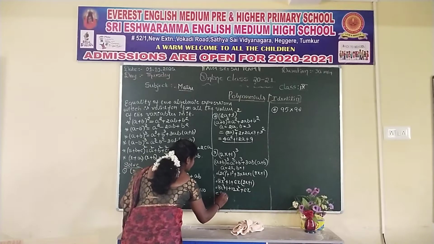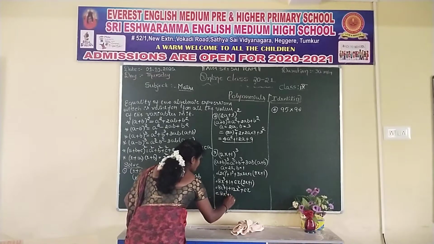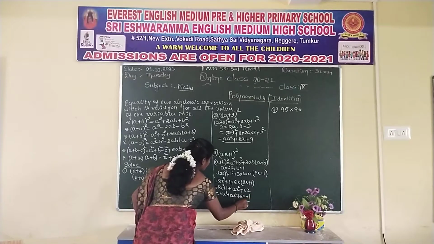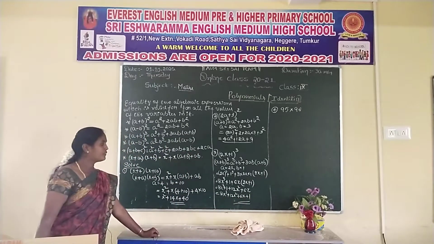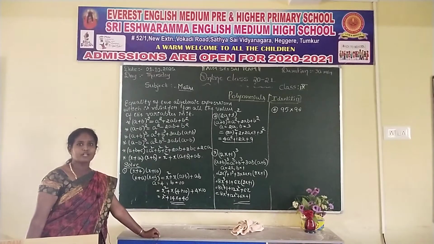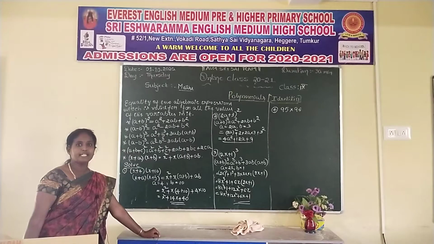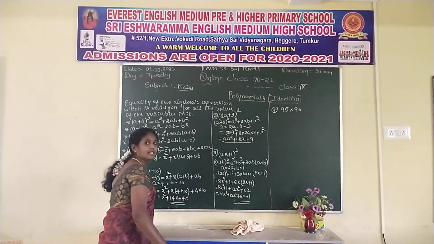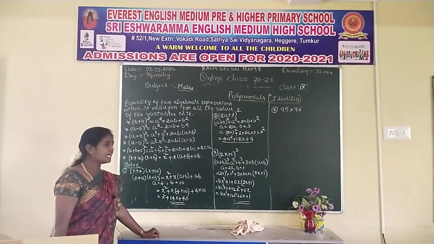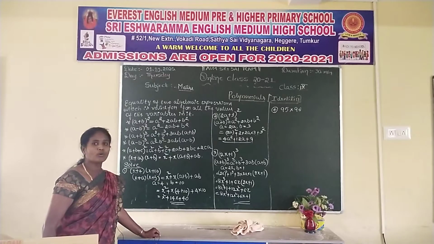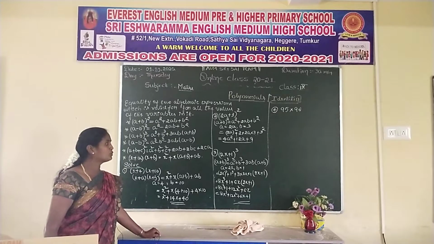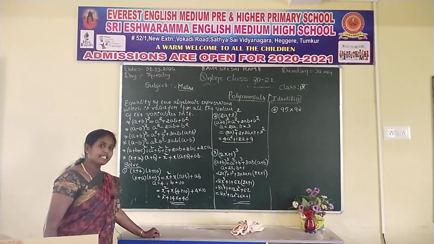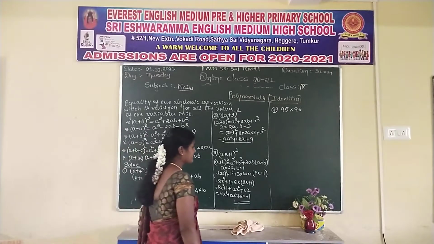Rearrange the terms. 8x cube plus 12x square plus 6x plus 1. This is the final expression. We used (a plus b) whole cube, here the power is 3. Which identity did we use here? (a plus b) whole cube is a cube plus b cube plus 3ab into a plus b.